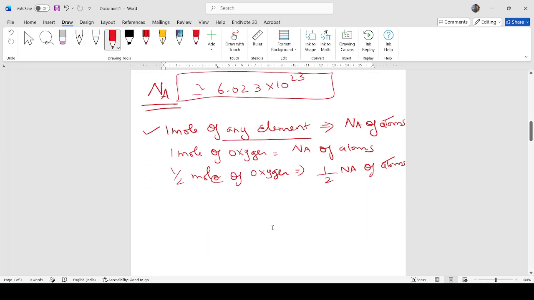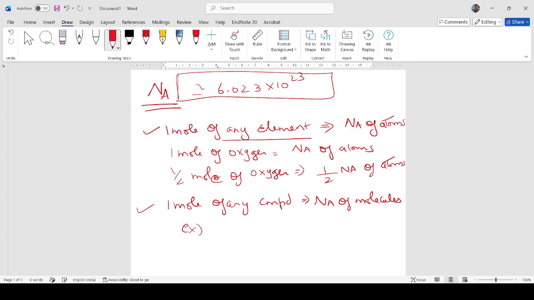Yes, ma'am. So if I am going to say 1 mole of a compound, any compound, it will contain Avogadro number of molecules in it.